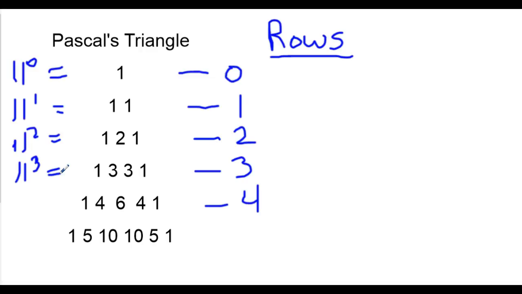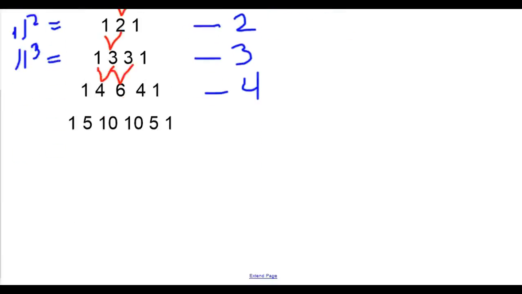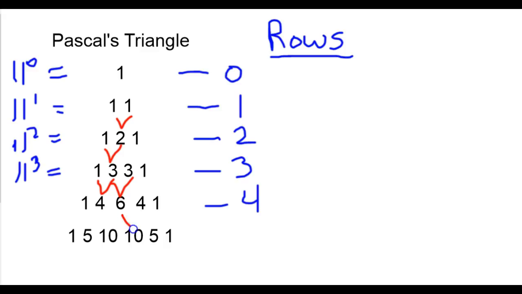Also, we can look at the rows inside the triangle itself. If I take 1 plus 1, these two numbers added together equal 2. If I take 1 plus 2, they equal 3. If I take 1 plus 3, they equal 4. 3 plus 3 equals 6. 6 plus 4 is equal to 10. And that pattern continues on as well. So we already start to see a couple patterns dealing with Pascal's triangle.